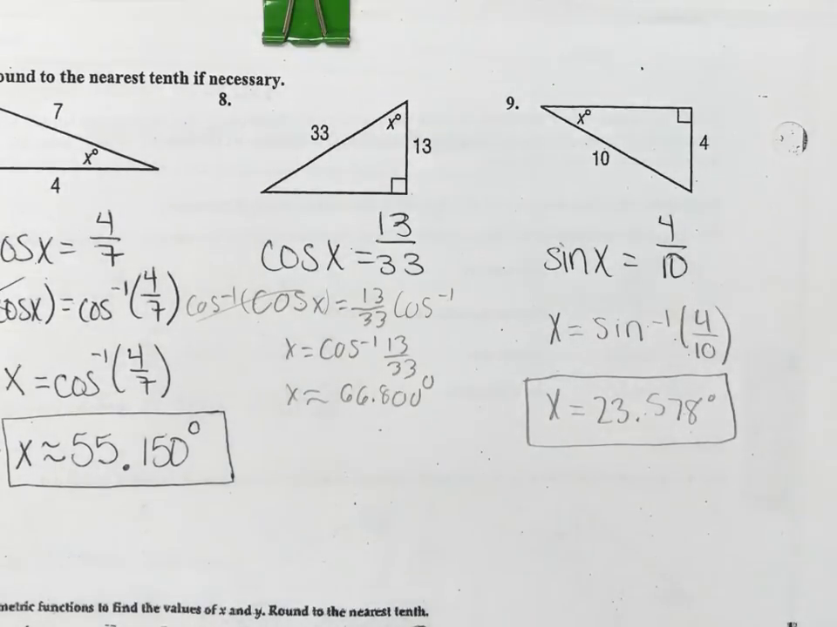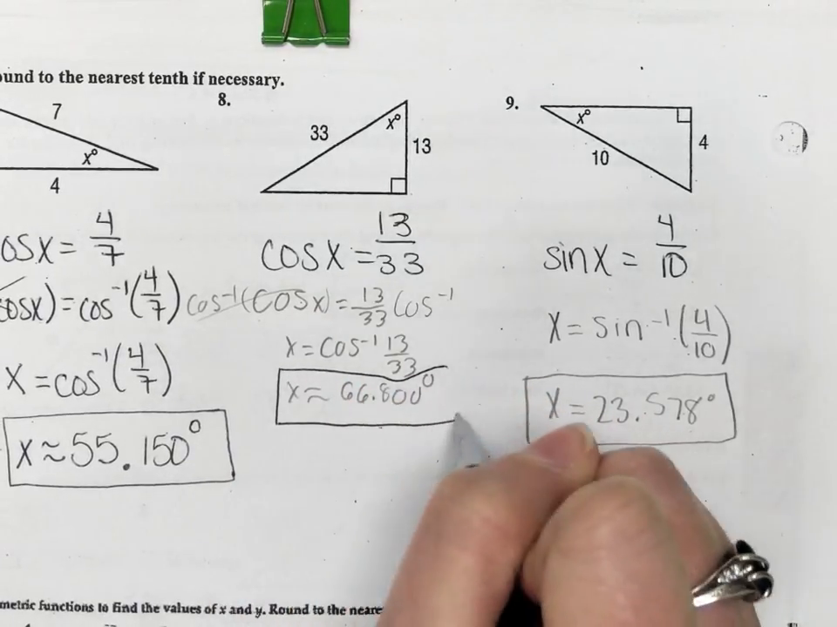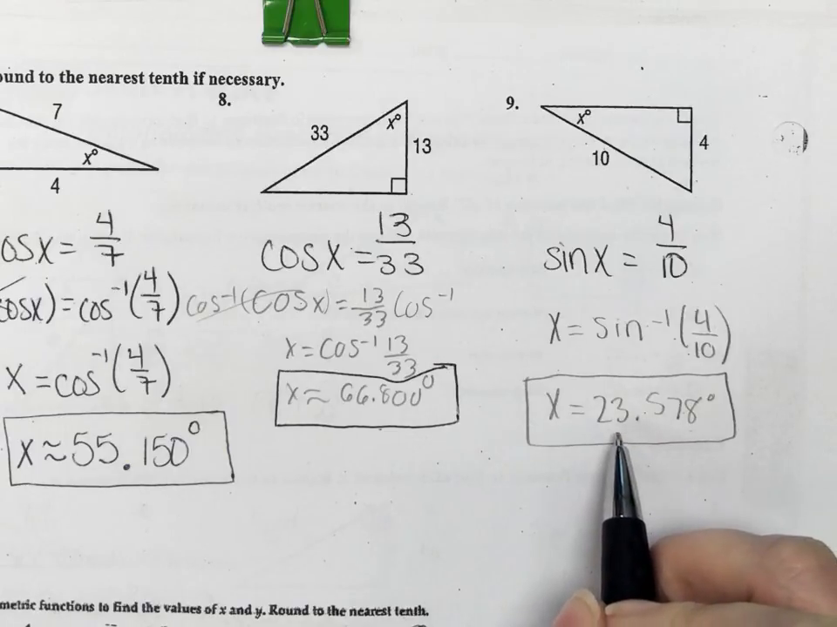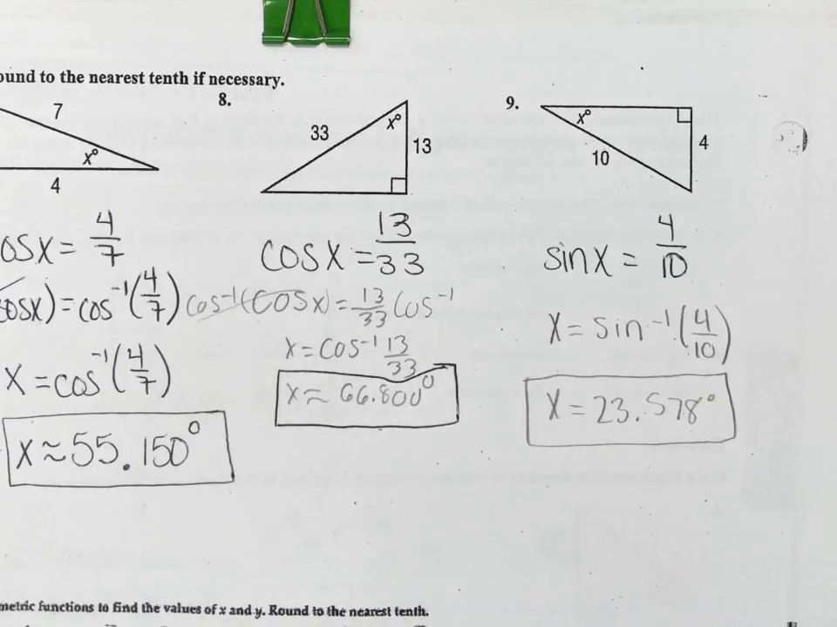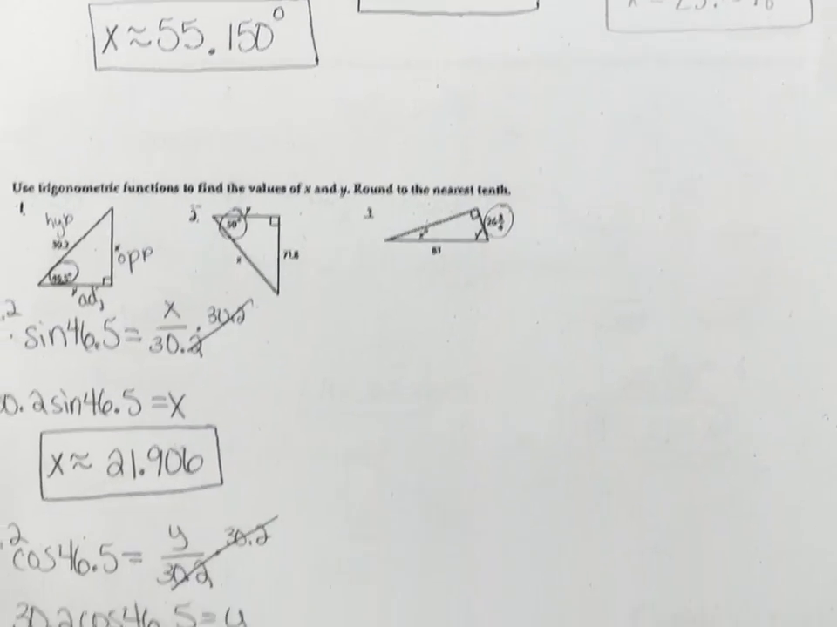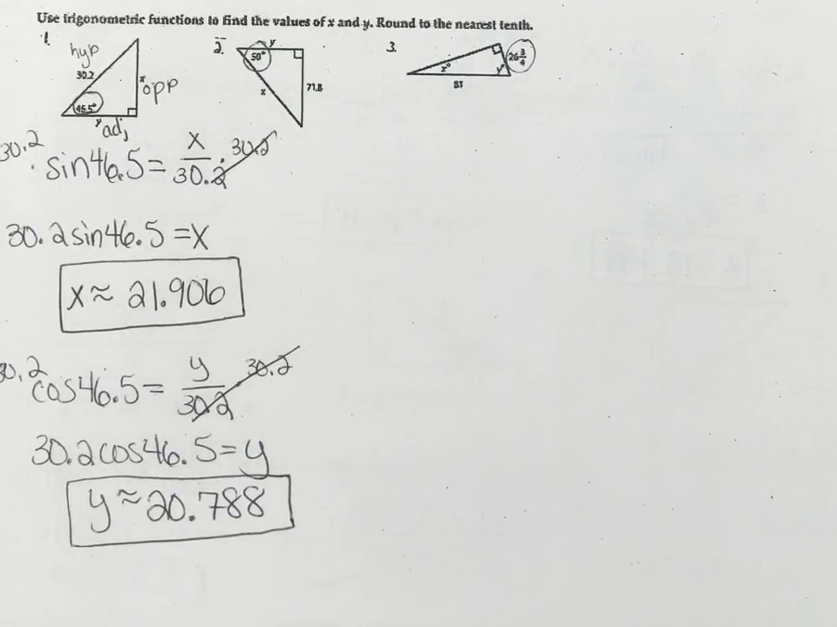All right, guys. So Diana put up number 8 for you. 66.800 degrees. And then Carnisha put up number 9, 23.578. Are y'all okay with those? Most of y'all, I don't think I saw a single person that had it wrong. Very good job. Okay, so 2 and 3. You've got about 8 minutes that you can work on 2 and 3 for your homework tonight, okay? It'll be your very first grade. Yes, ma'am.